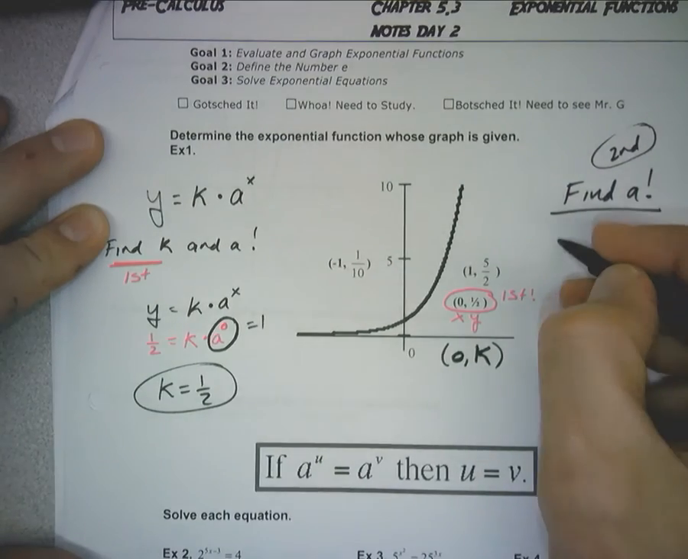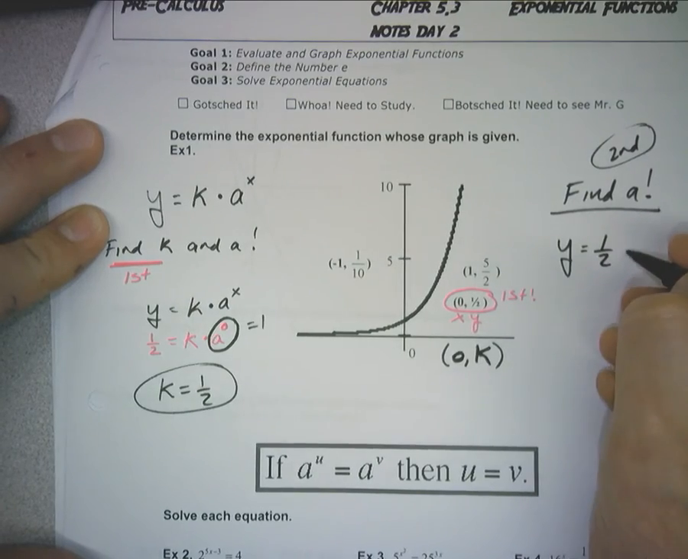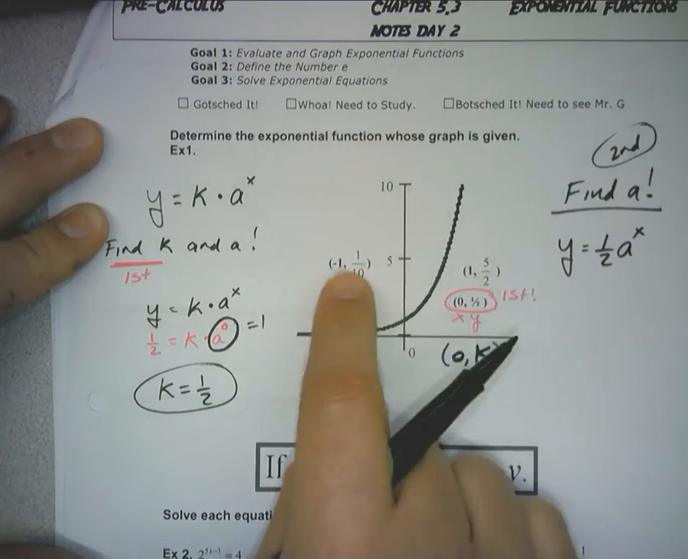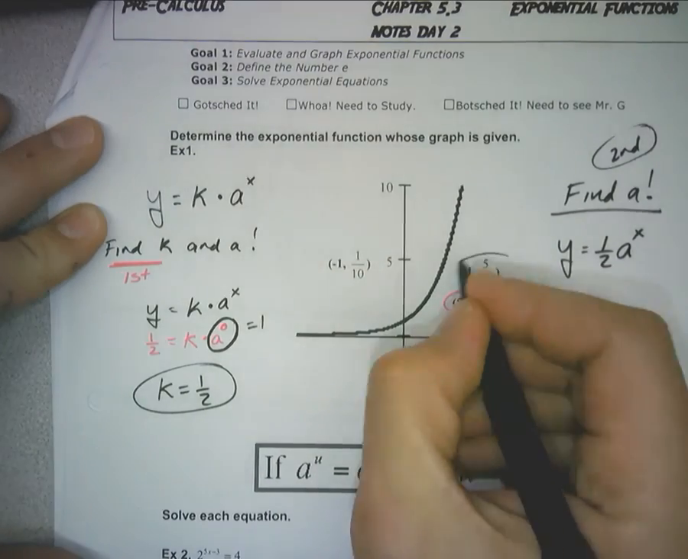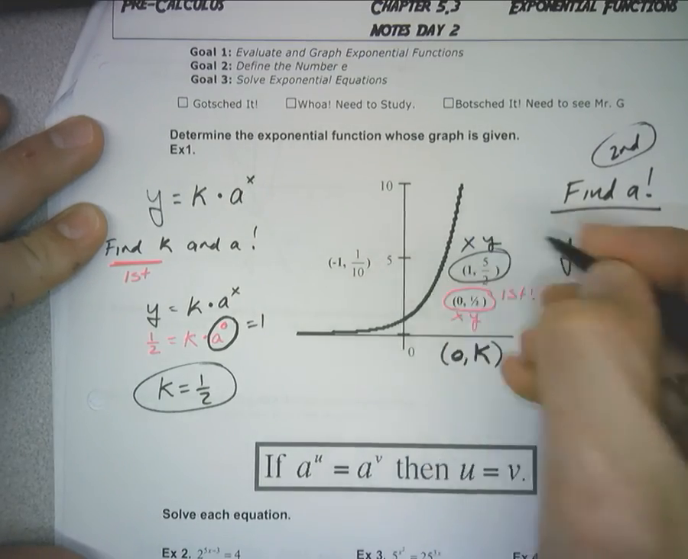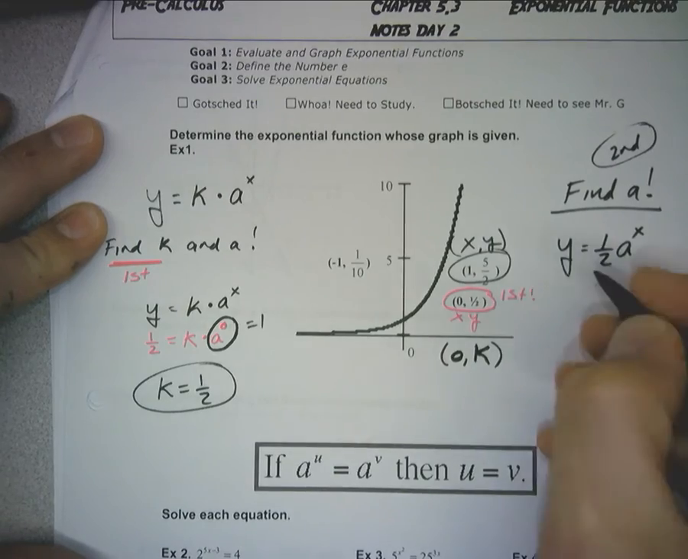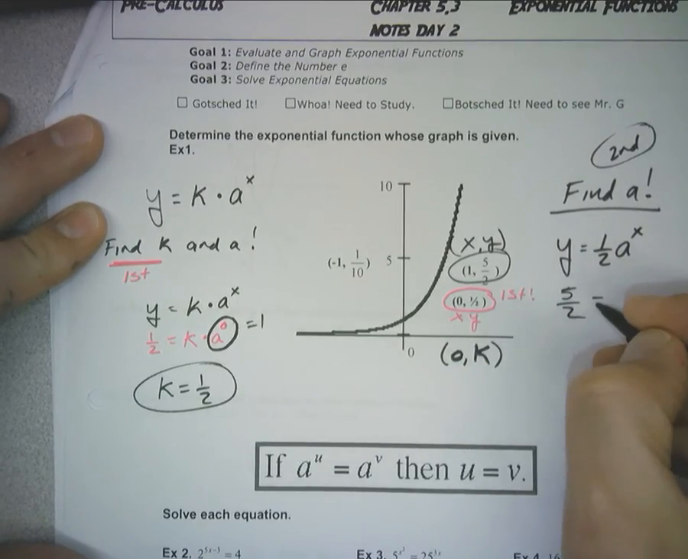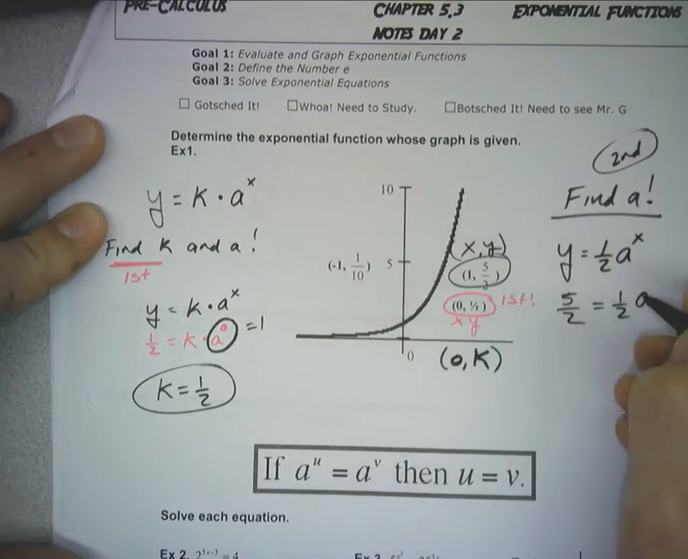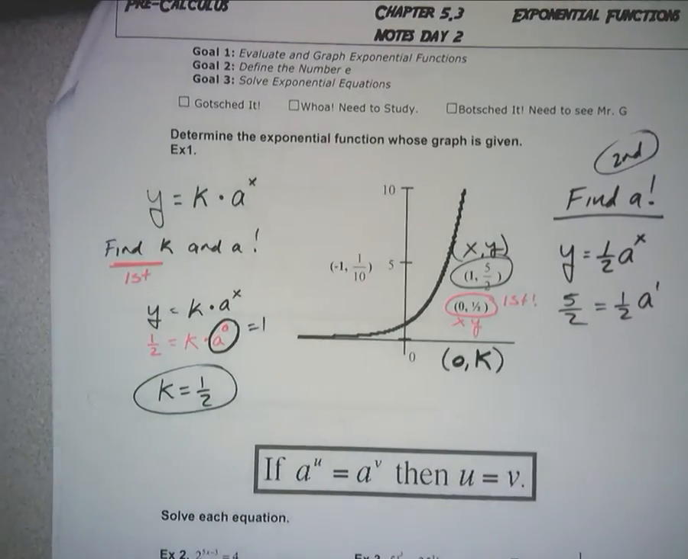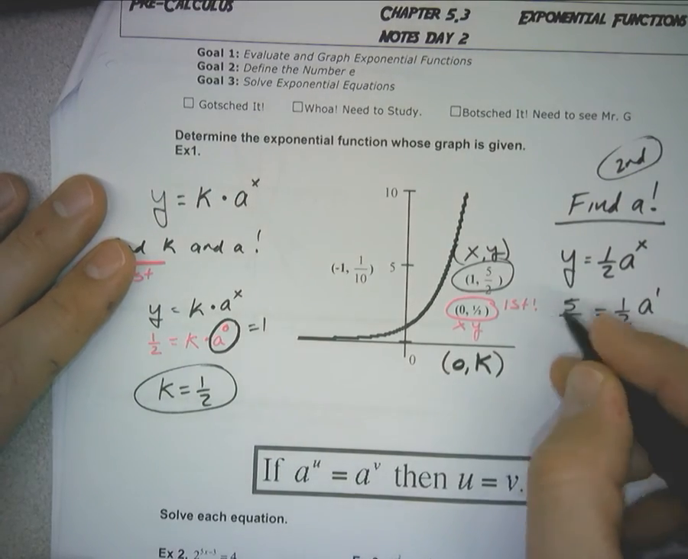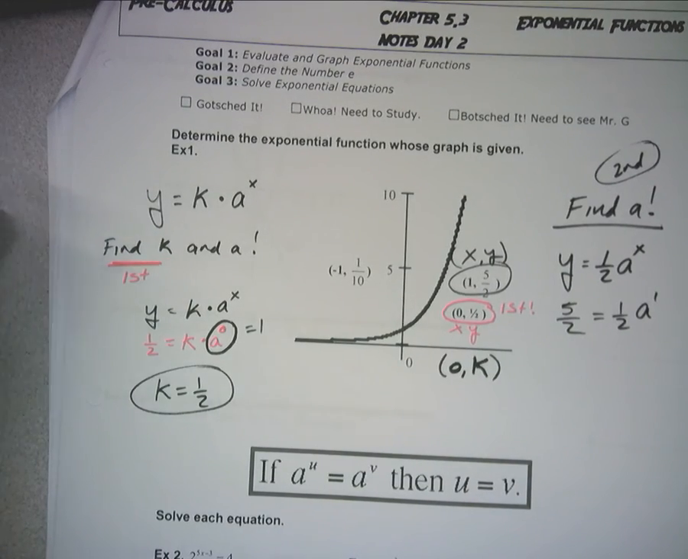So we have our equation. We have y equals k, k is 1/2, and we have a to the x. Now this is where you can use either one of these points. It doesn't matter. I would probably use the one with the 1 and plug that in. Again, this is x, this is y. So I got y equals 5/2 equals 1/2 times a, what we're trying to solve for, and then x is 1. Well, a to the first is just a, and now we need to get rid of this 1/2. Well, how do we get rid of the 1/2?